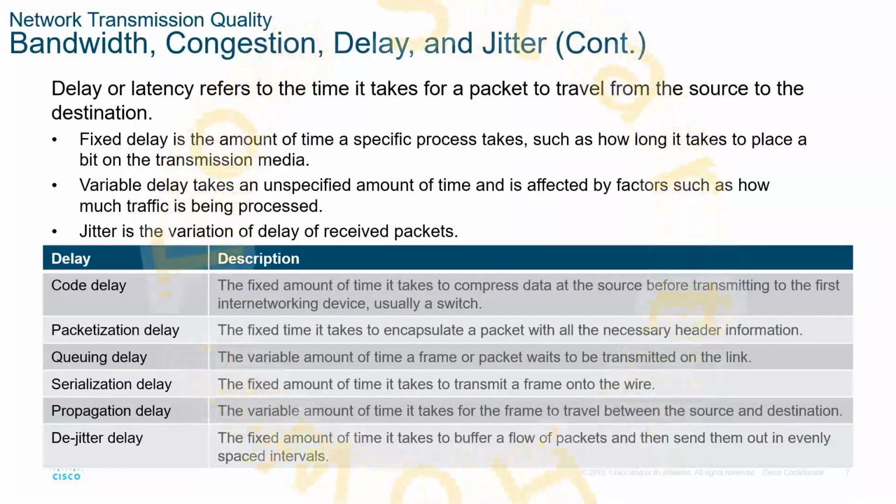So we can see that we have a few other forms of delay, like a code delay, a packetization delay, a queuing delay, a serialization delay, a propagation delay, and a de-jitter delay. You guys can read the descriptions of each of those. We always assume that a network has the appropriate amount of bandwidth, but realistically, if it is not planned for, then equipment normally does not.